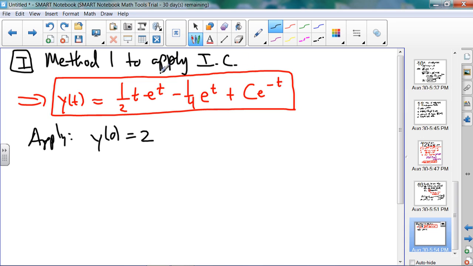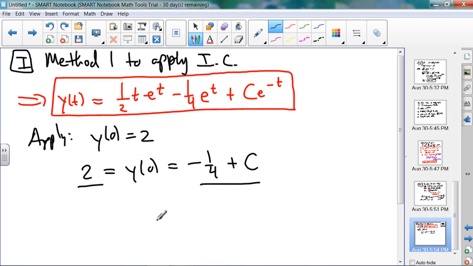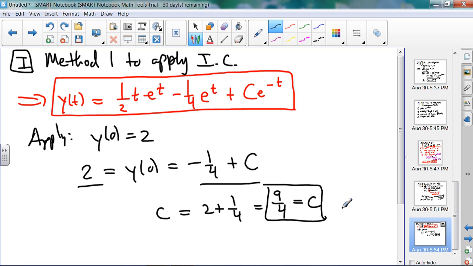Method 1 is you solve the entire problem, leaving in your arbitrary constant, and then you use the initial condition. So 2 is equal to y of 0. That literally means I'm going to plug in 0 everywhere I see a t. Here I'm going to have 0 times stuff, so that goes away. e to the 0 I know is 1, so that gives me a minus 1/4. Plus c, I have another e to the 0, which is also 1. So from here we get a simple equation for c. c equals 2 plus 1/4. So that's 2 1/4 or 9/4. That gives me our c value immediately.